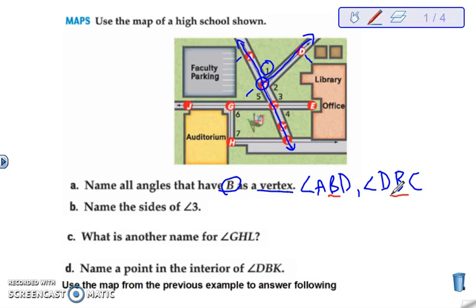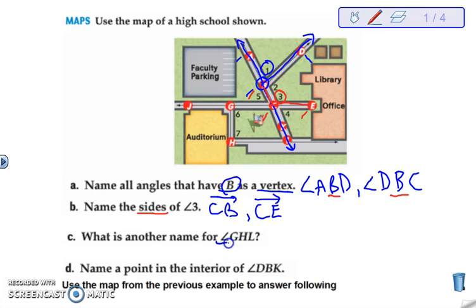Alright, so the second one says name the sides of angle 3. So I want to find the 3. Right over here. I notice that angle is this guy right here. So the 3 points that make it up are B, C, and E. And since it says to name the sides, that means I want to name those rays. So I can go from C to B, or it goes from C to E. So remember, we want to start from the vertex and go out because in a ray, the order I put the points matters.